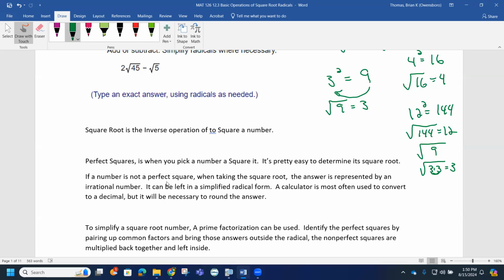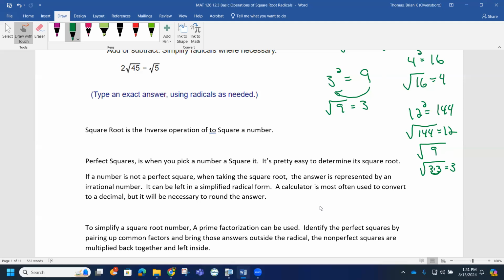Now, if the number is not a perfect square, when taking the square root, the answer is going to be represented by what we call an irrational number. It can be left in what we call simplified radical form. A calculator is often used to convert it to a decimal and round as necessary.